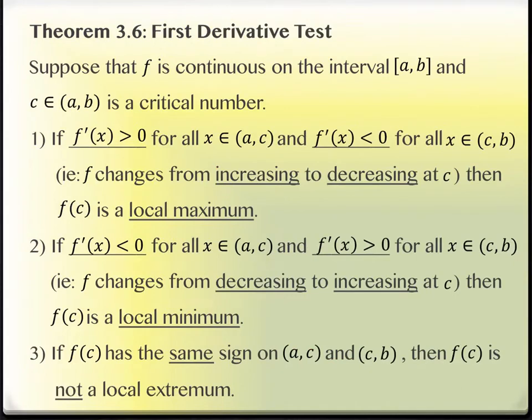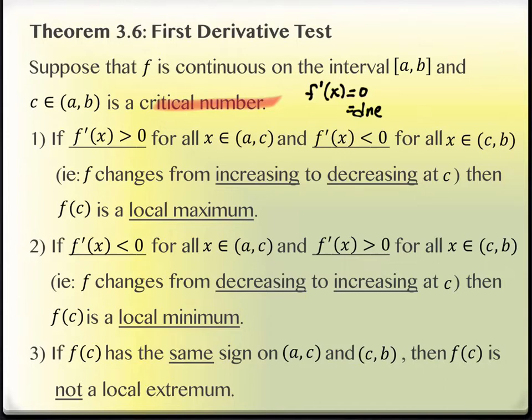And that brings us to the first derivative test. So the first derivative test says the following. Suppose that f is continuous on the interval and c is a critical number. Now remember, critical numbers happen when the derivative equals 0, or does not exist. Those are critical numbers. Okay?